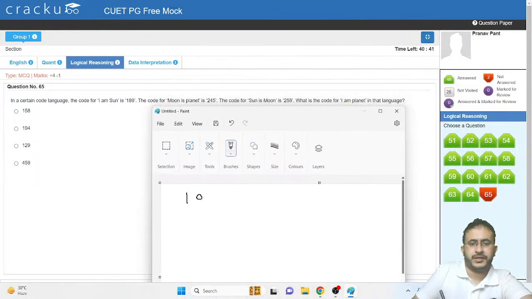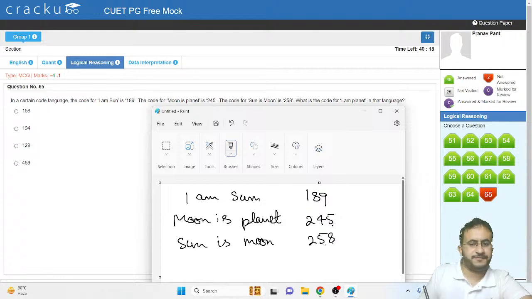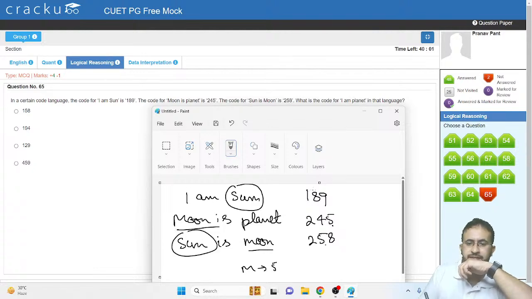I am sun is 189, moon is planet is 245, sun is moon is 258. Now if we see, 5 is moon. Moon is 5, or sun could also be 2. There are two things which are common. So let's first find sun. Sun is common, right? Sun is 8.